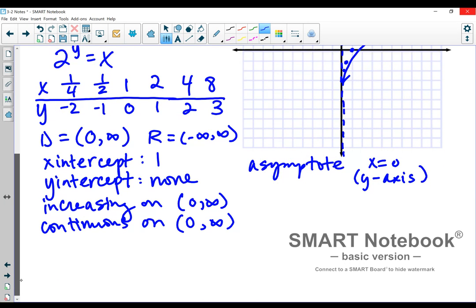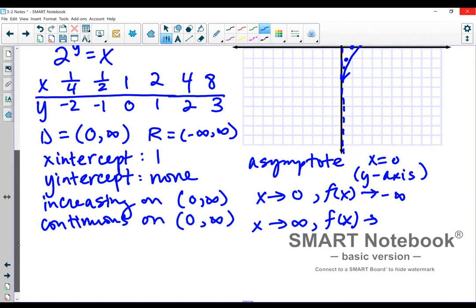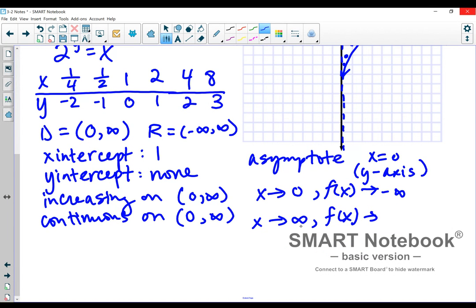And then our end behavior. So we can't say x goes to negative infinity on this one. So as x goes to 0 and as x goes to infinity, what is our f of x? What is our y doing? So as my x goes to 0, our y is going down the page, so negative infinity. As our x is going to the right, our y is going up. So as x goes to positive infinity, f of x goes to infinity.